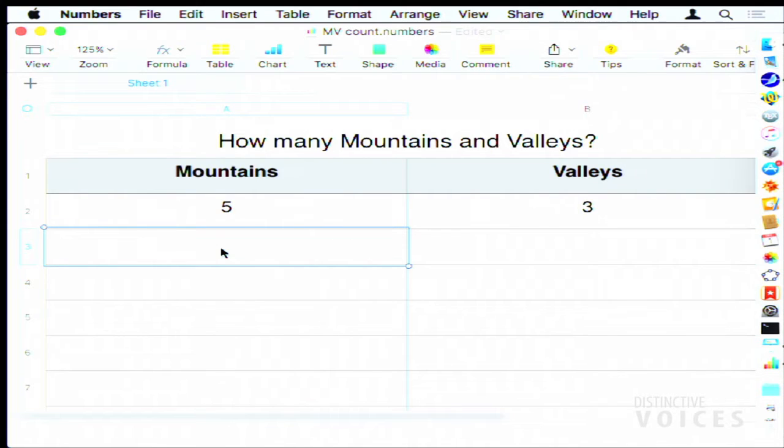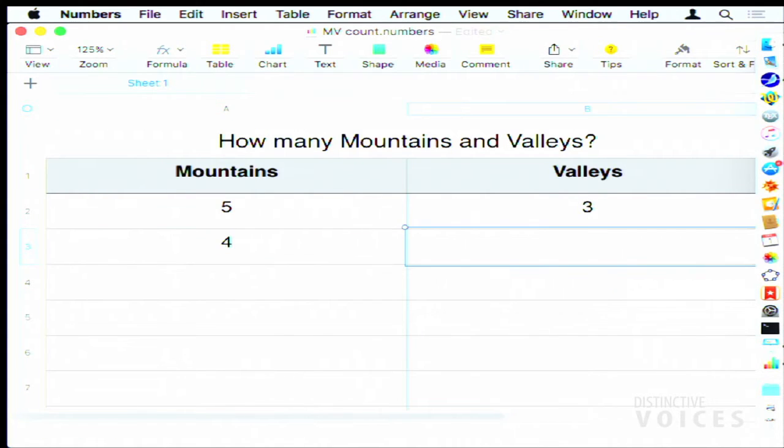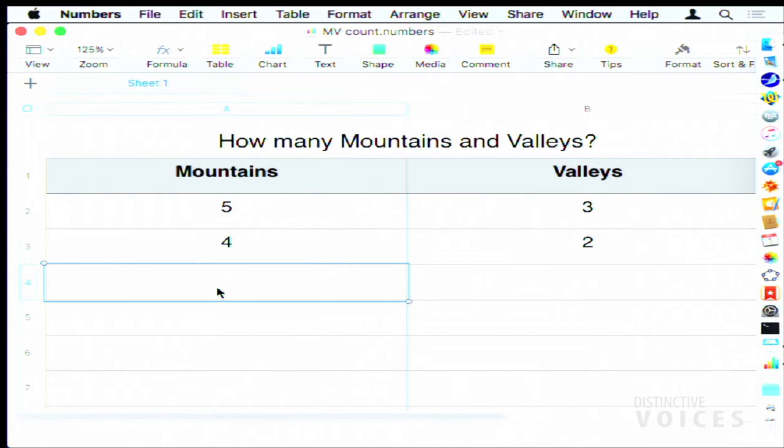Yes, on the corner there. 4 mountains and 2 valleys. Or 2 mountains? Okay. Should I write that separately? 2 mountains, 4 valleys? Well, if she turned hers over, you get the same thing as yours, right? So that's kind of the same thing. But did anyone get something different?